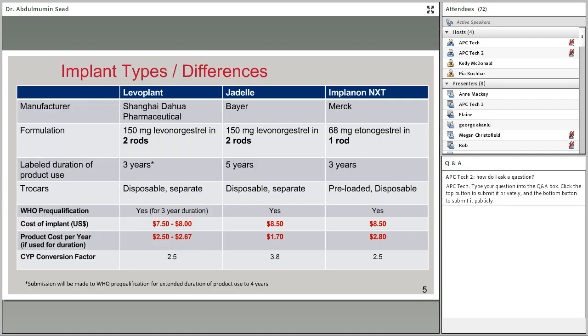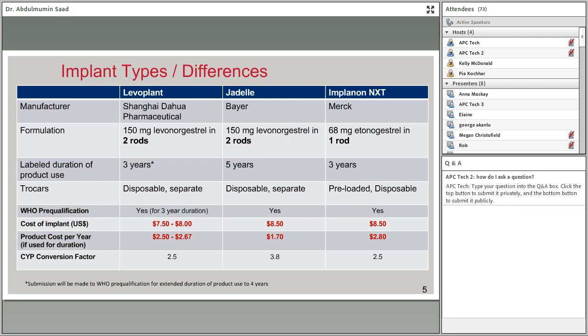The next product I will be discussing is Jadelle, which is manufactured by Bayer, and it was WHO pre-qualified in 2009 for 5 years duration of use. It has 2 flexible rods similar to Sino-implant, each containing 75 milligrams of LNG, for a total of 150 milligrams. It is inserted using a disposable separate trocar, which is the applicator. The average cost is about $8.50, and $1.70 cost per CYP.